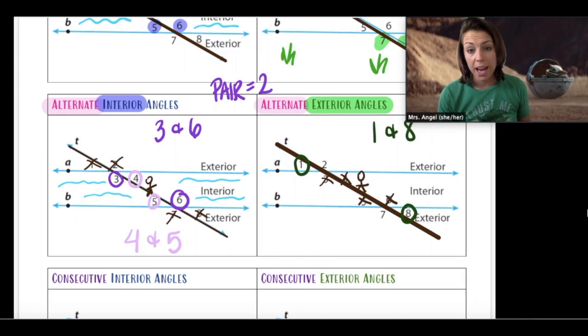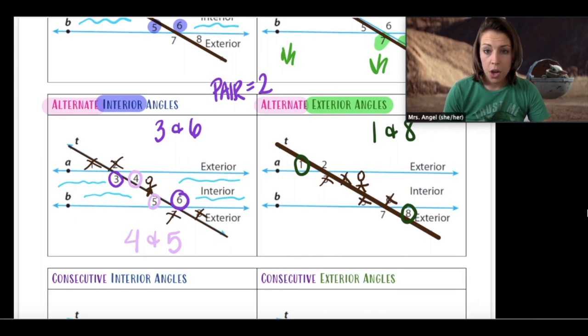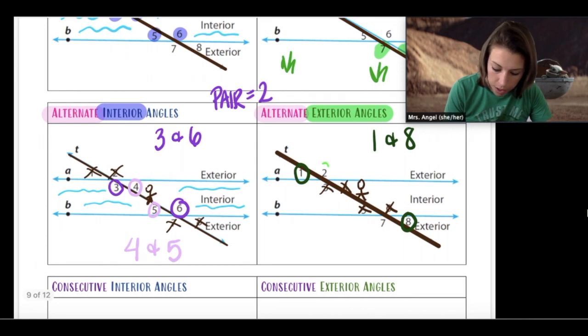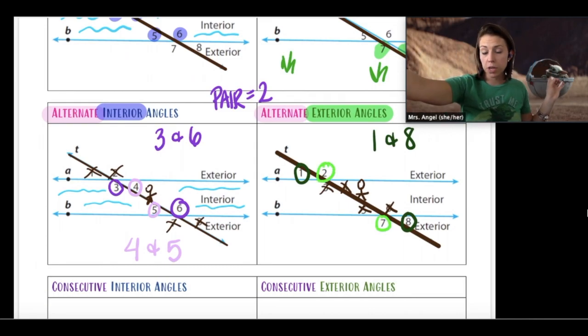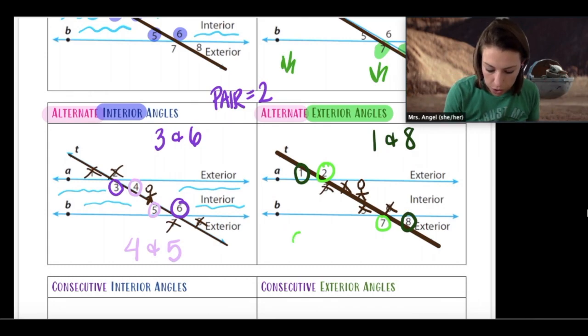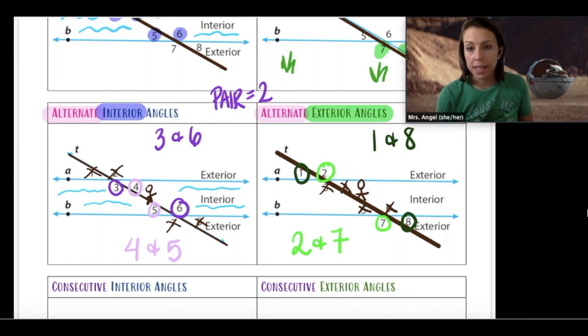The other pair of exterior angles would be angle 2 and angle 7, because they are opposite from the transversal, from the bridge, and in the exterior. So 2 and 7 are the other pair of alternate exterior angles.